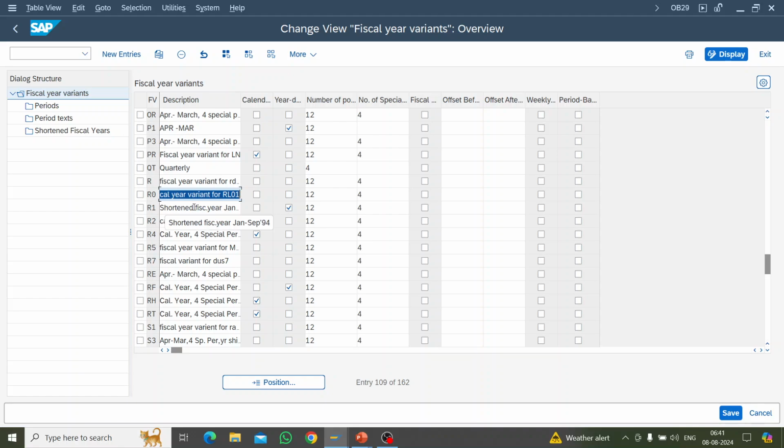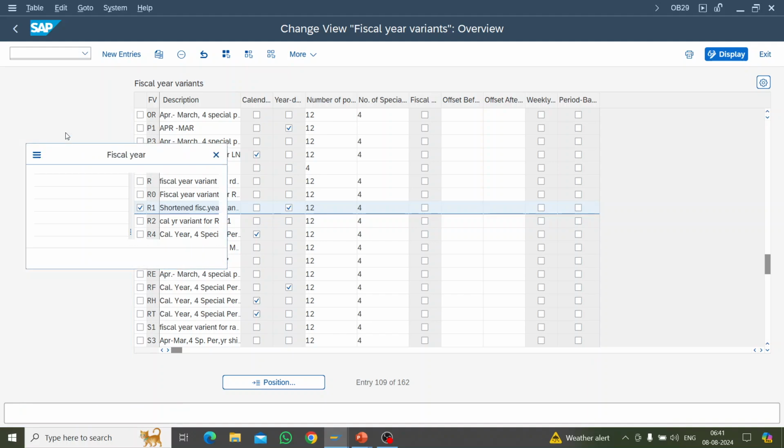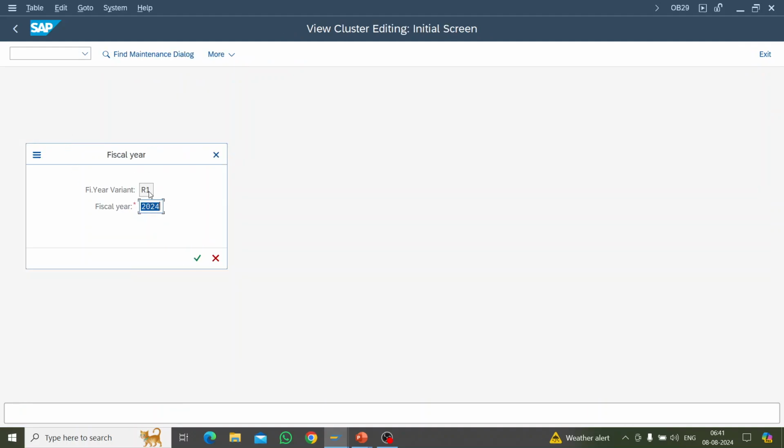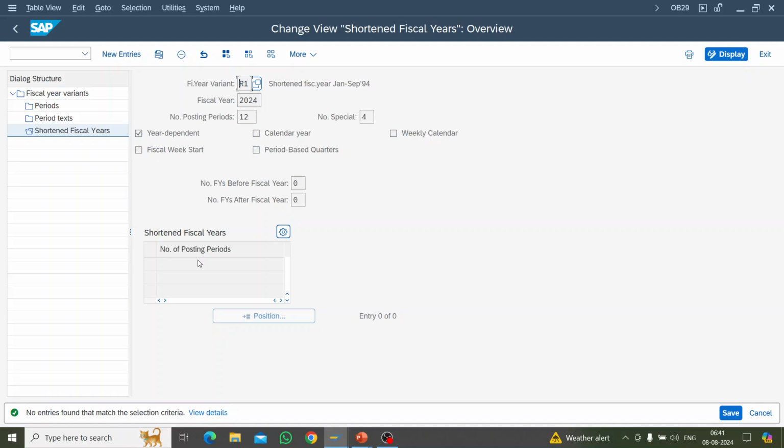Take the example of this R1 as a shortened fiscal year. See, year dependent is ticked. So let's select this and click on the shortened fiscal year. Remember, you have to maintain the settings year wise. Since this one is not maintained, that is why it is showing up like this. You will have to click on the new entries and maintain this entire setting.